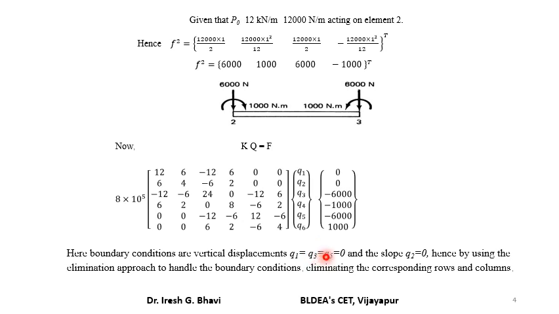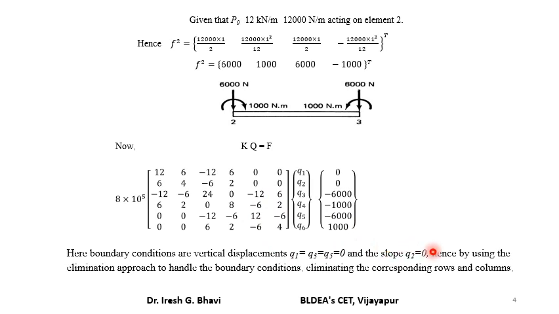At node 3, only the support is there, hence the vertical deflection will be 0, but the slope theta will not be 0. Hence q1, q3, q5 are the vertical deflections which are 0, and the slope q2 at node 2 is equal to 0. So these are the boundary conditions.